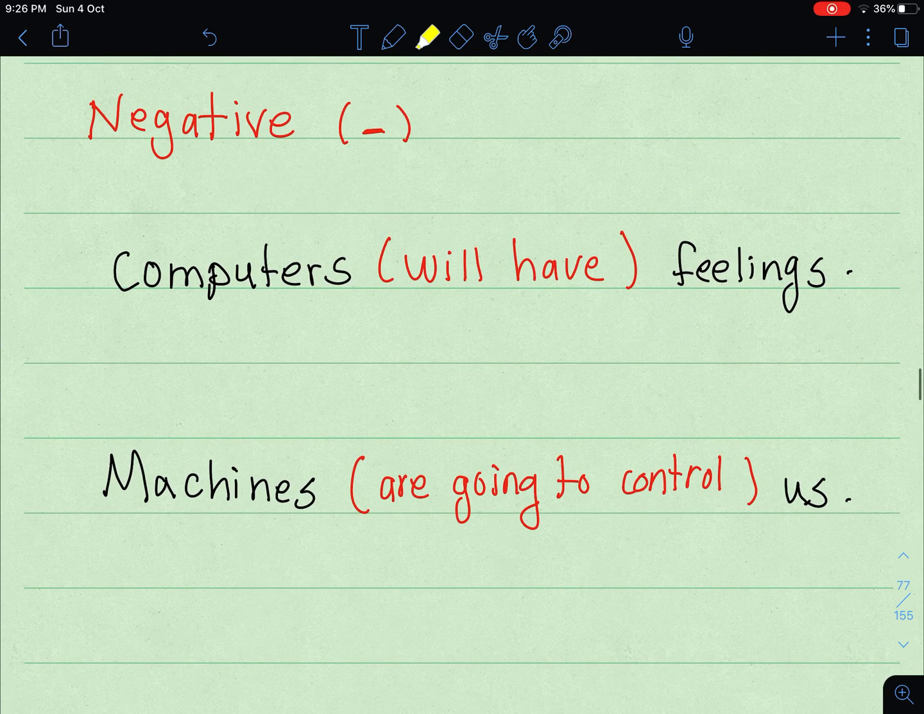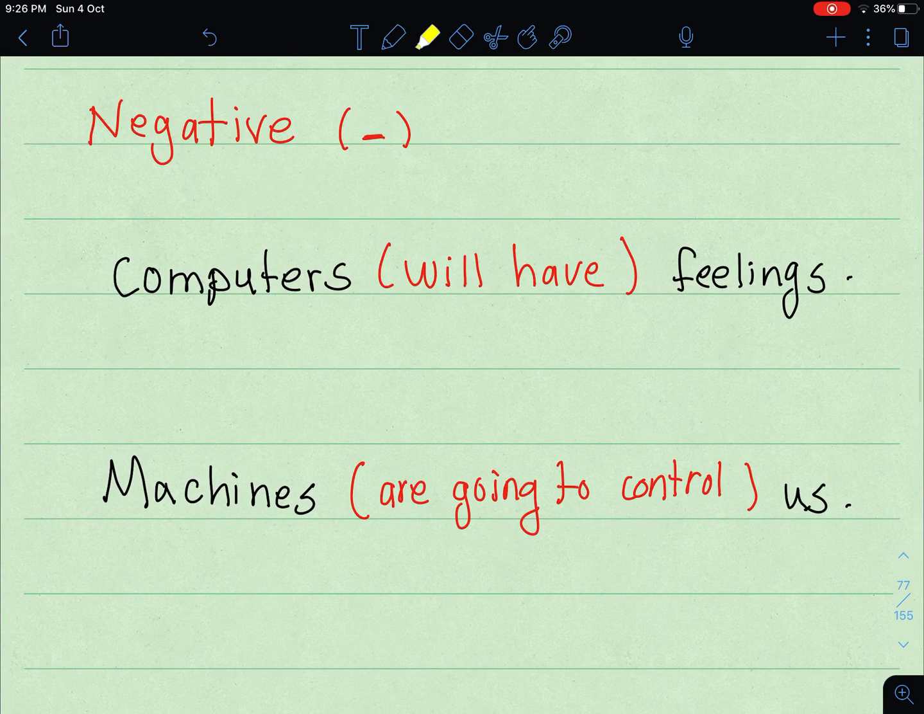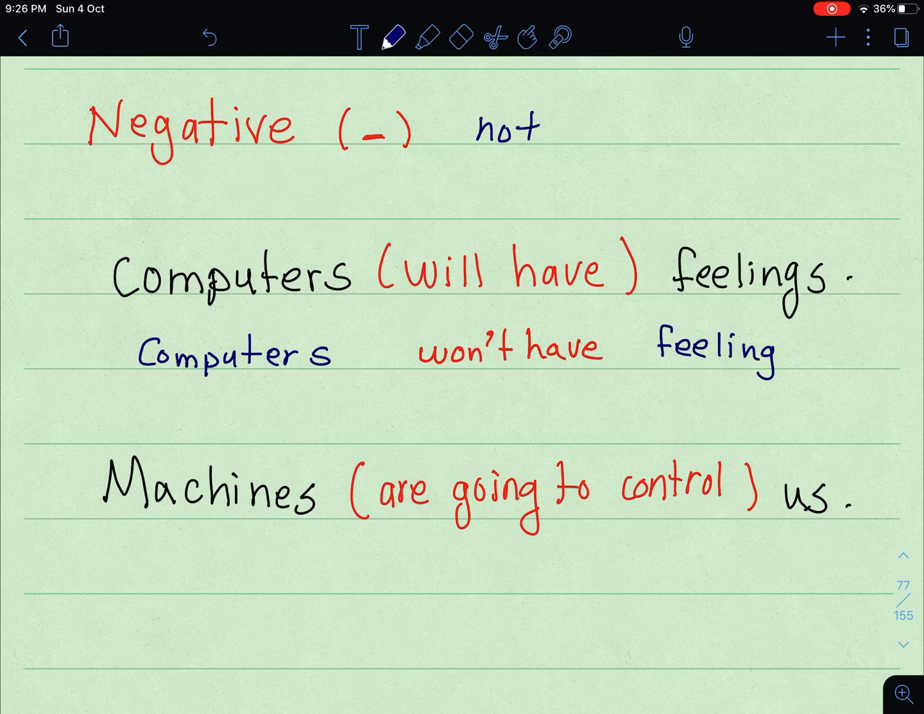As for the negative statement, let's take a look. Computers will have feelings, okay? And you know what I mean by negative? It means I add not. So computers will have feelings here. Let's make this sentence negative. It will be computers won't have, and then the completion of the sentence, feelings, okay? So the negative form of will is won't.